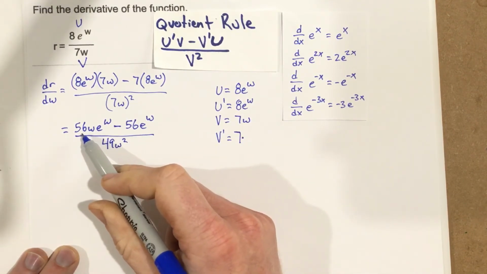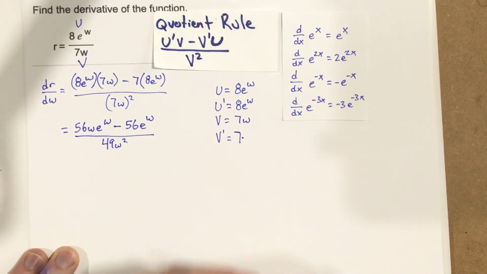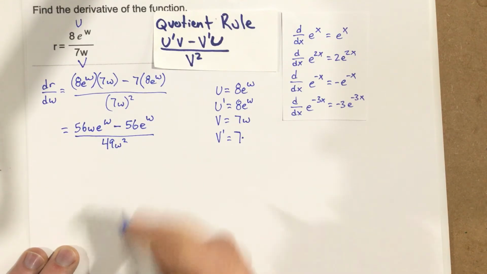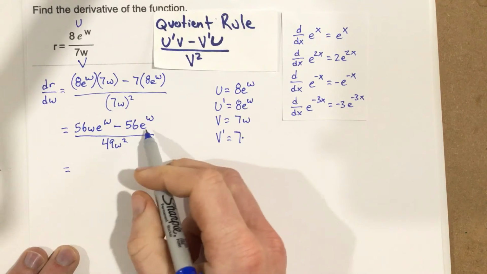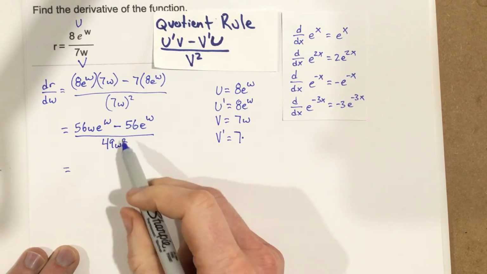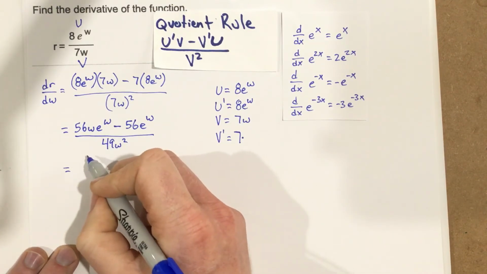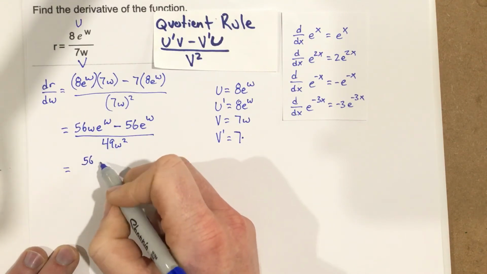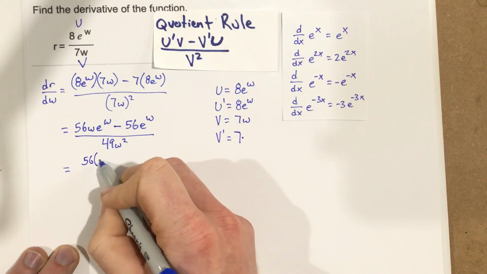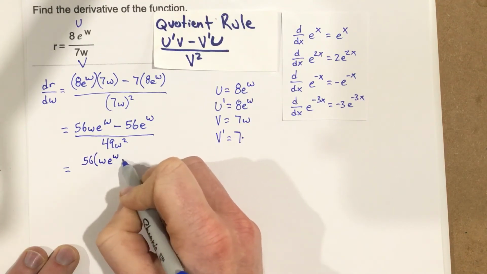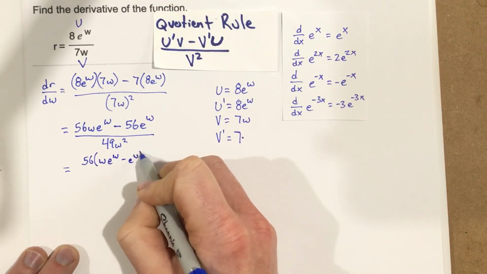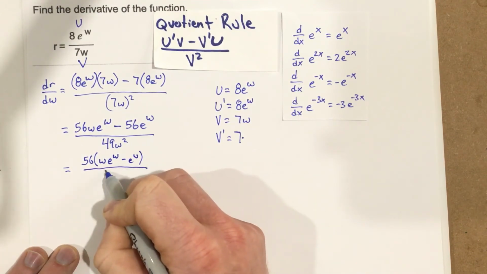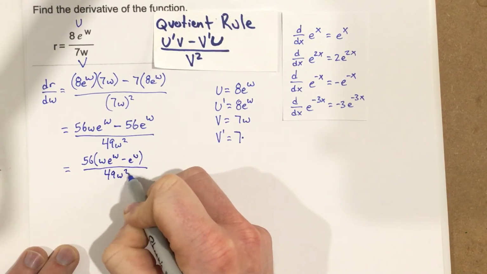I could factor out 56 e to the w, but that's not really going to do us any good, because, I guess we could simplify. Let's go ahead and do that. I'm not going to factor out the e to the w, I'm just going to factor out the 56. So if we factor out 56 out of the top, because there is a little simplifying we can do, we end up with w e to the w minus e to the w all over 49w squared.